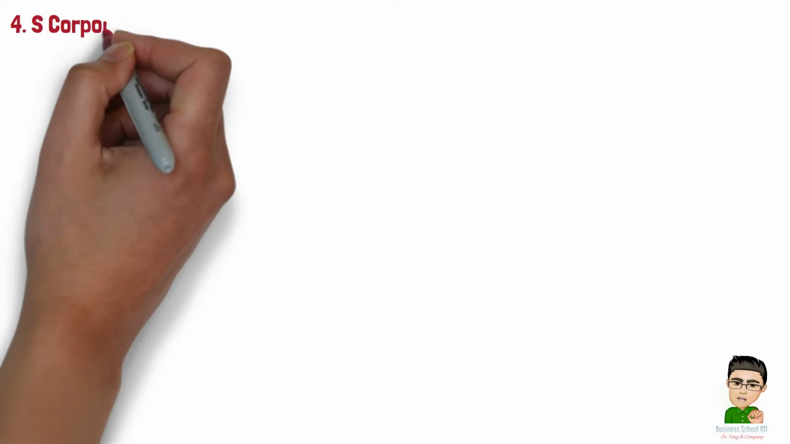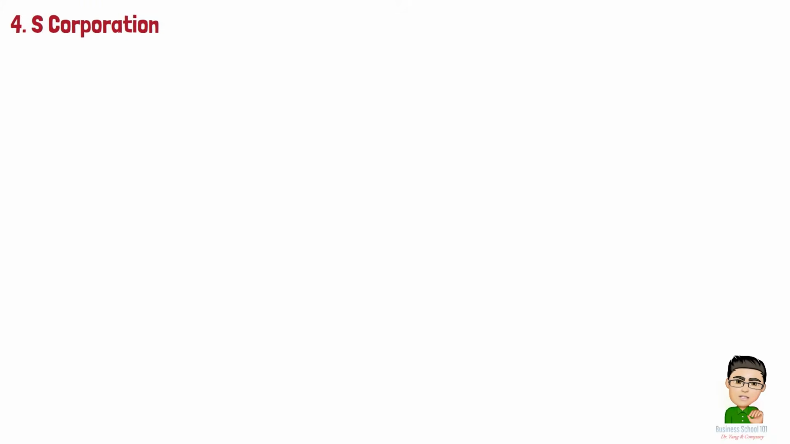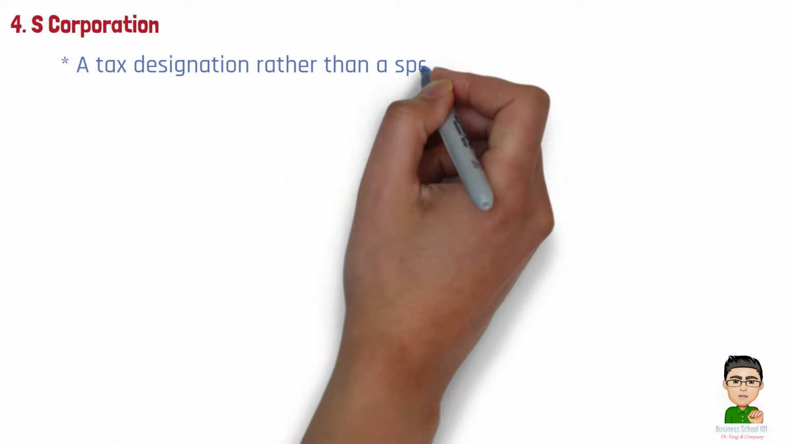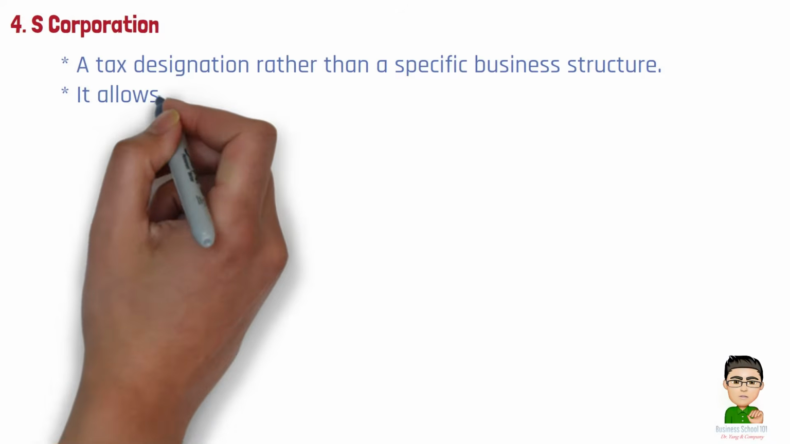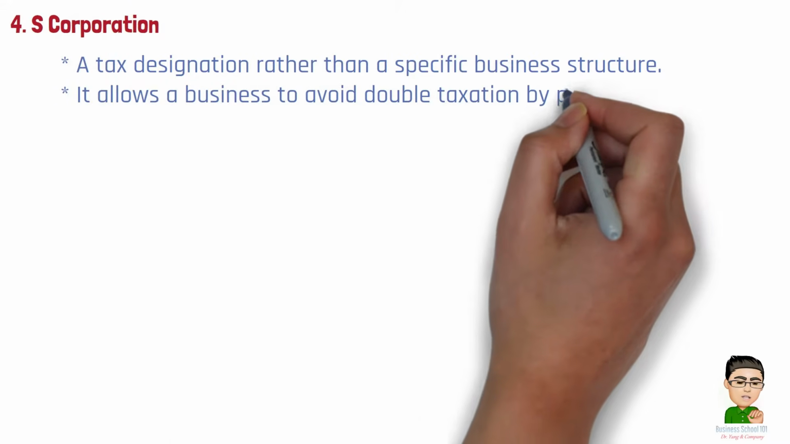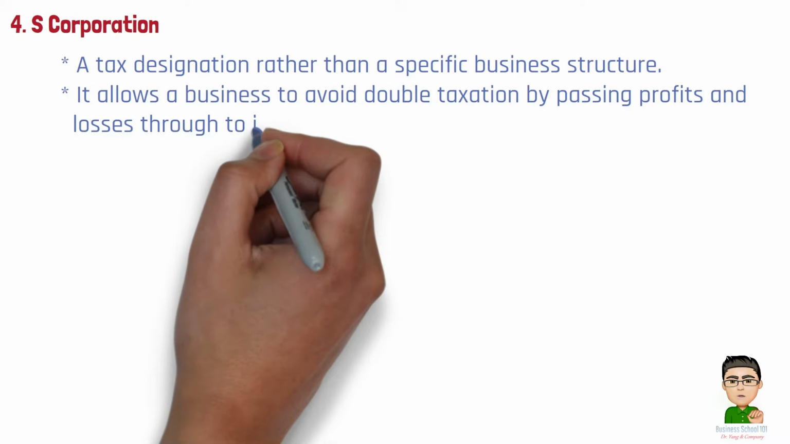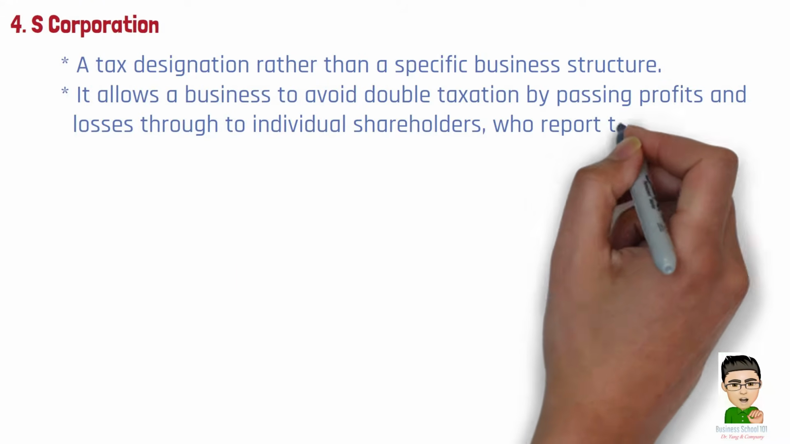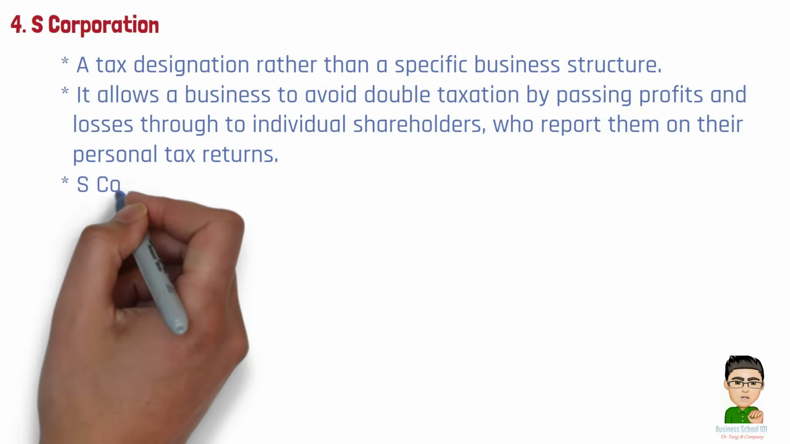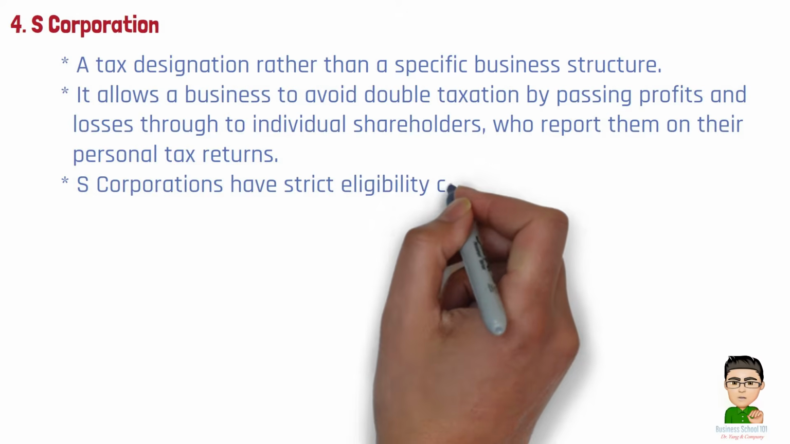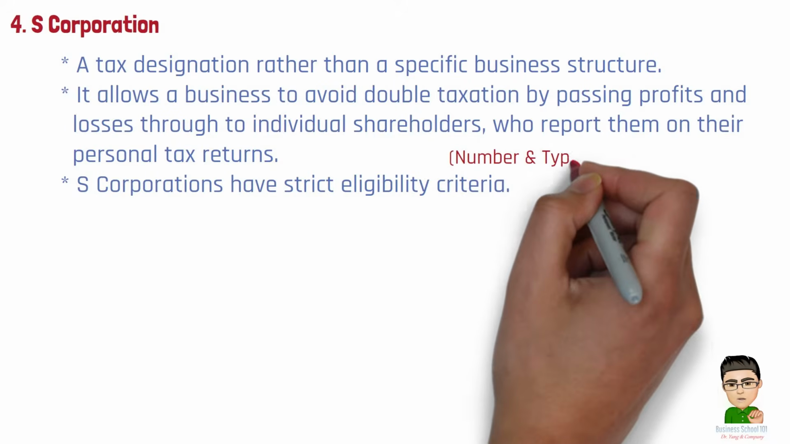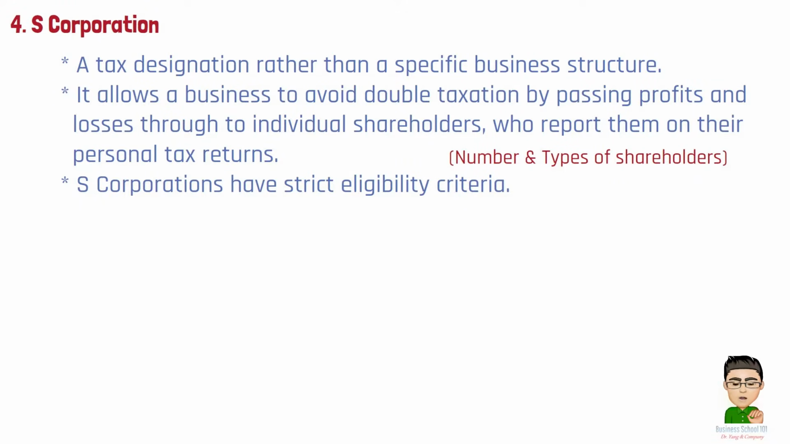Type 4. S Corporation. An S corporation is a tax designation rather than a specific business structure. It allows a business to avoid double taxation by passing profits and losses through to individual shareholders, who report them on their personal tax returns. S corporations have strict eligibility criteria, including a limit on the number and types of shareholders, and are subject to certain administrative and regulatory requirements.